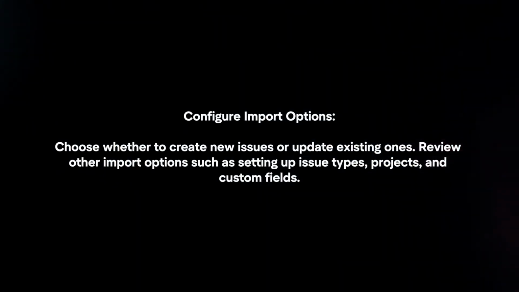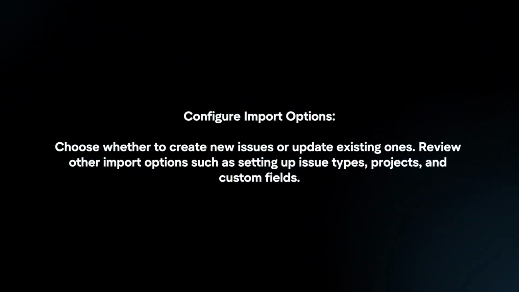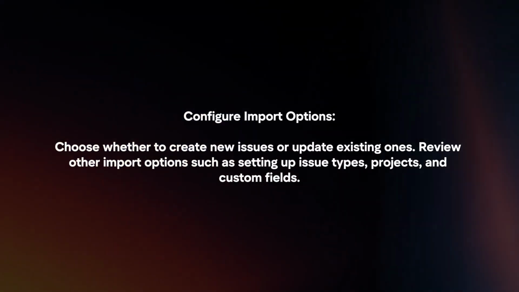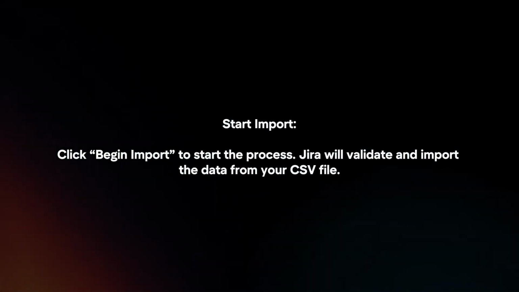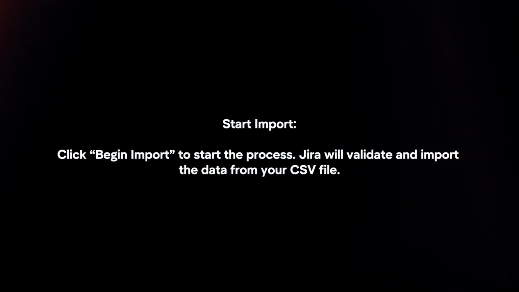Configure import options. Choose whether to create new issues or update existing ones. Review other import options such as setting up issue types, projects, and custom fields. Start import. Click Begin Import to start the process. Jira will validate and import the data from your CSV file.